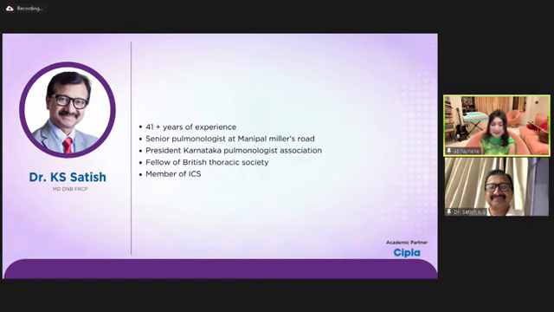He is the senior pulmonologist at Manipal Millers Road Hospital. He is the president of Karnataka Pulmonologists Association. And I must say that he has been the president of the KPA forever, and nobody is ready to let him resign or step down. For so many years, he's been requesting everybody to take over, but he's such a perfect and efficient president and so very popular that nobody's allowing him to give up. And I think that's really sweet.